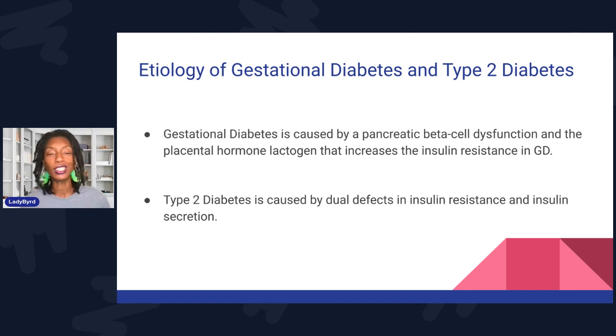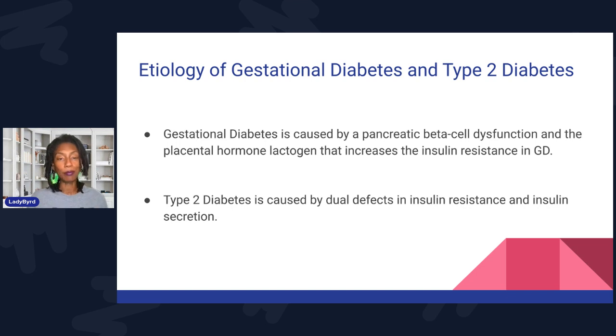Now, gestational diabetes is caused by a pancreatic beta cell dysfunction and the placental hormone lactogen that increases the insulin resistance in gestational diabetes. What does this mean? This means that the lactogen hormone is causing your body not to recognize when your pancreas is producing the insulin and releasing it. Your body's not reacting to it.